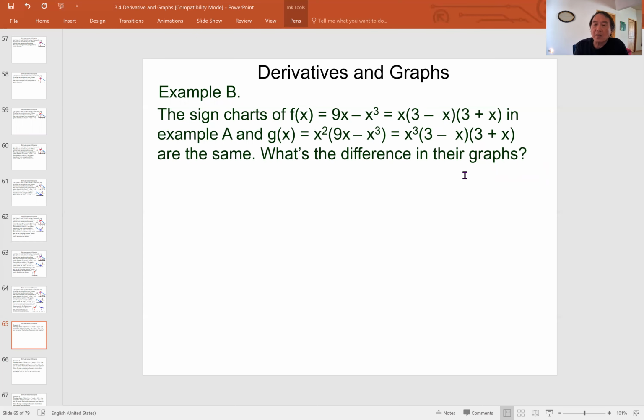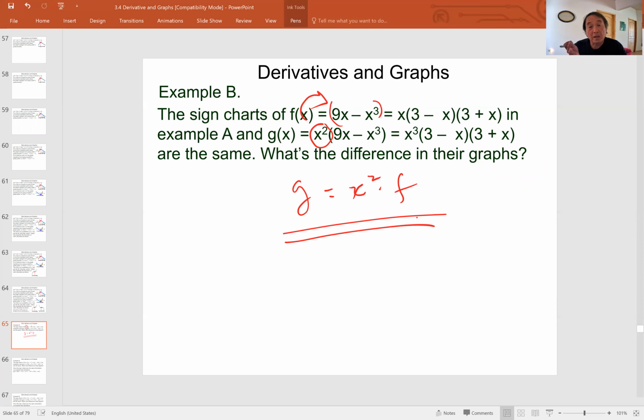Here's an example comparing the functions we have in part A, where I throw in an extra squaring and multiply by x squared. So g is x squared times f. What's the difference between the graphs, and why do I use an x squared? Because I don't change the sign chart.